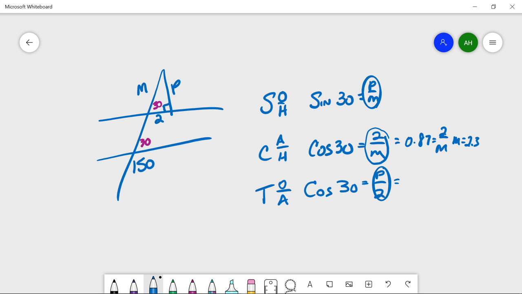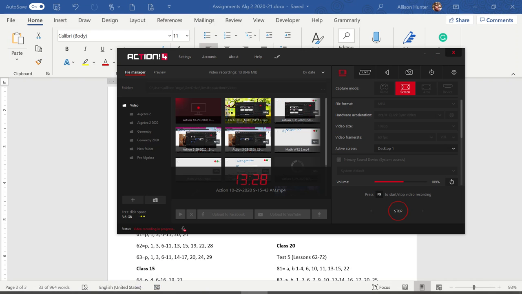Down here, I'm going to punch in the cosine, not the cosine, this should be the tangent. All right, punch in the tangent of 30 degrees, I'm going to get 0.58 equals P over 2. I'm going to multiply both sides by 2, and I'm going to get that P equals 1.16. Okay? All right, that is it for lesson 49. I hope that helped.